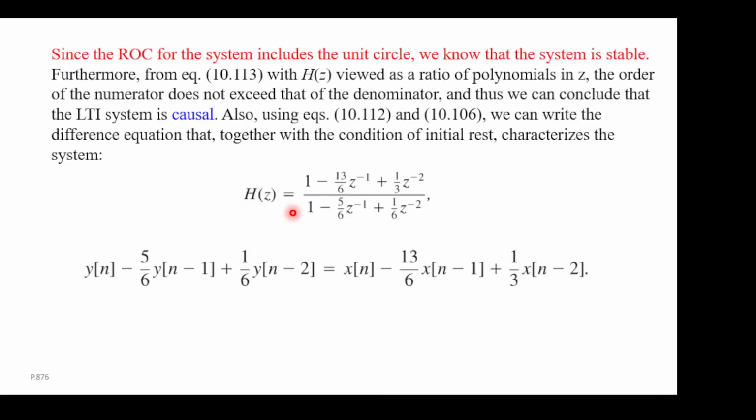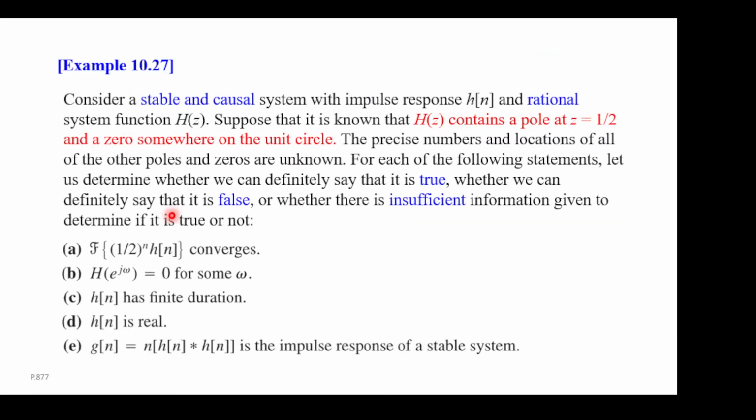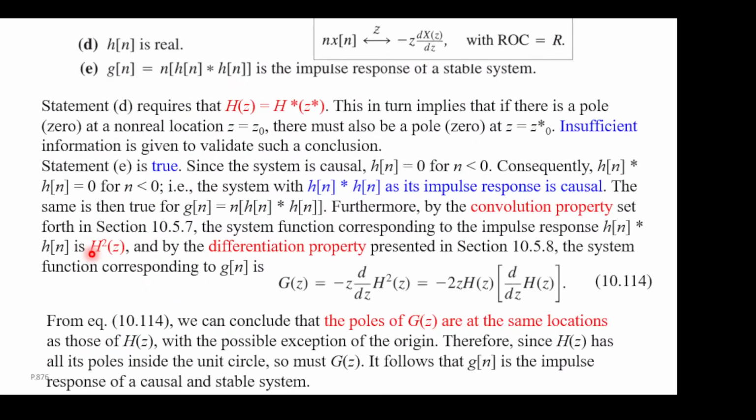This is a pretty interesting example where you can check all the properties from knowing that we have a stable and causal system function with poles somewhere and zeros somewhere, and you check whether these properties are true or not. And this is the exam area. You just need to read it yourself.